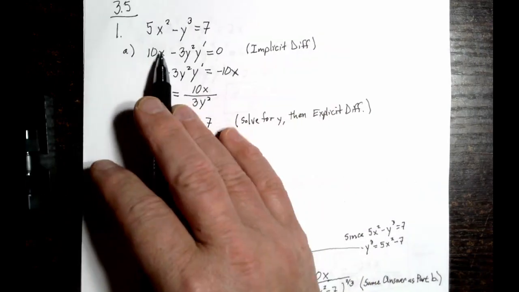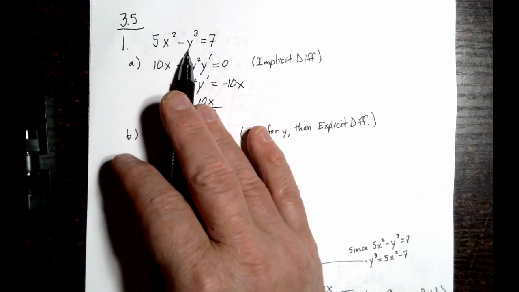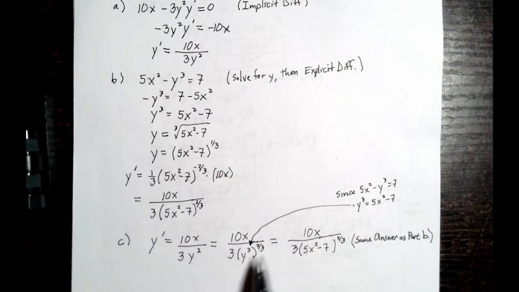We know from the equation 5x squared minus y cubed equals 7, so you can solve this for y cubed, and you get 5x squared minus 7. And now if you can rewrite this so this is y cubed, you can replace it with the 5x squared minus 7, and you see that you get the same answer as that one.